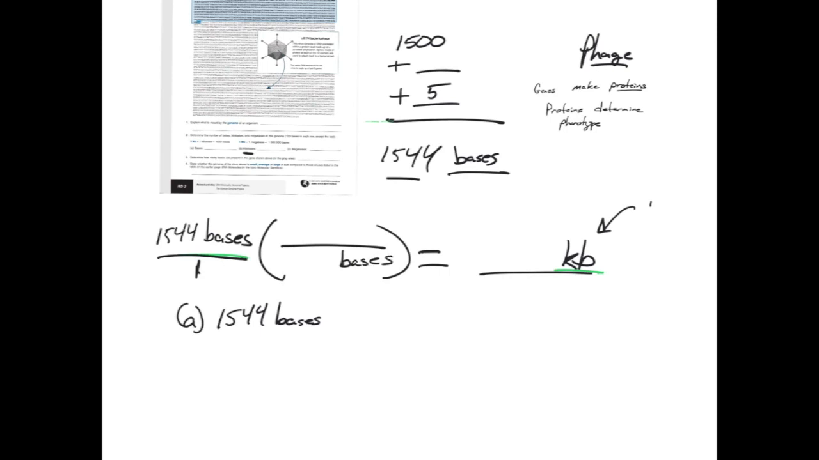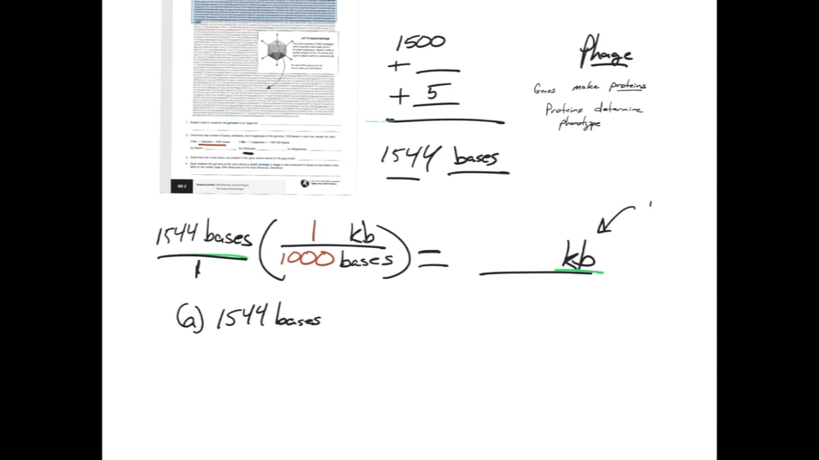So bases. And what do we want? We put what we want on top. Kilobases. Yeah, the kilobase. So then, how many bases in a kilobase? Well, they tell us this right here. 1,000 bases in 1 kilobase. It's not really that hard, is it?